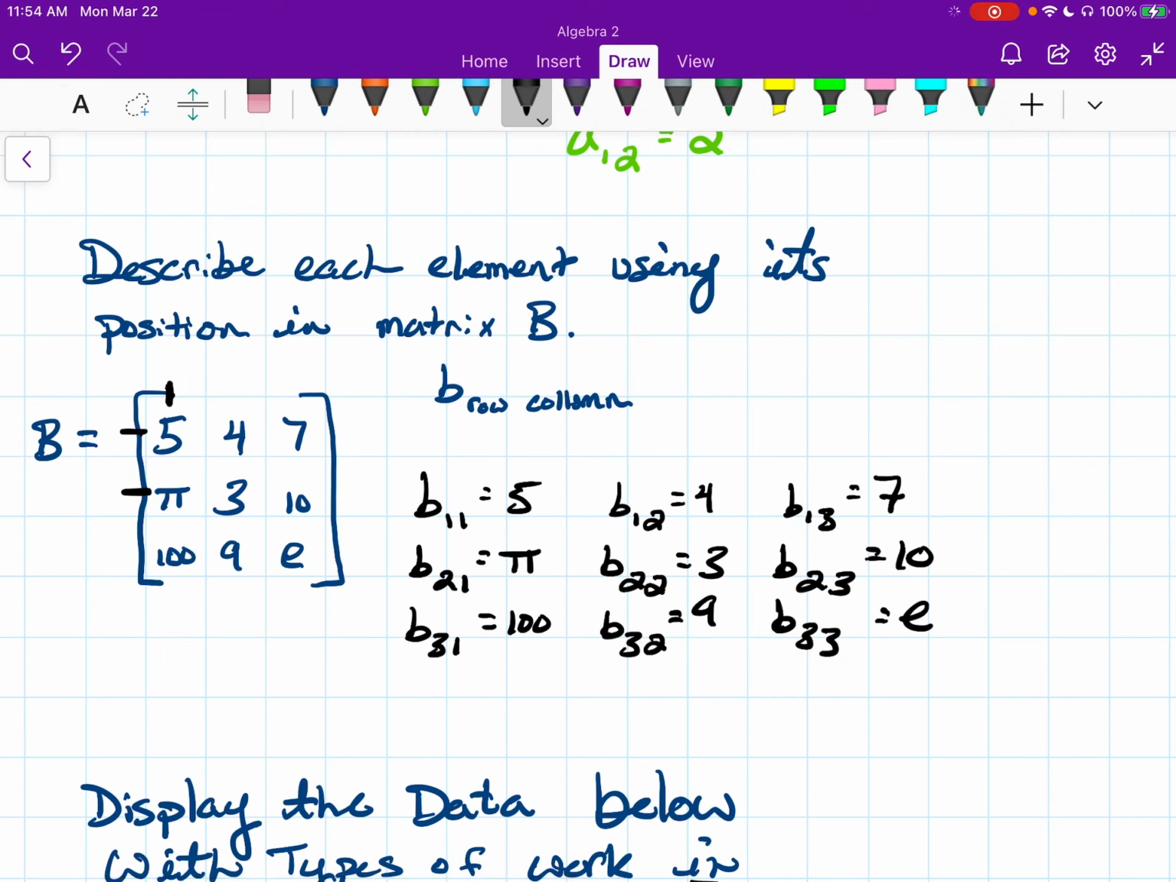Right? So this is how we could describe each individual element. And an element is a piece, or one of the things inside of our matrix. Right?